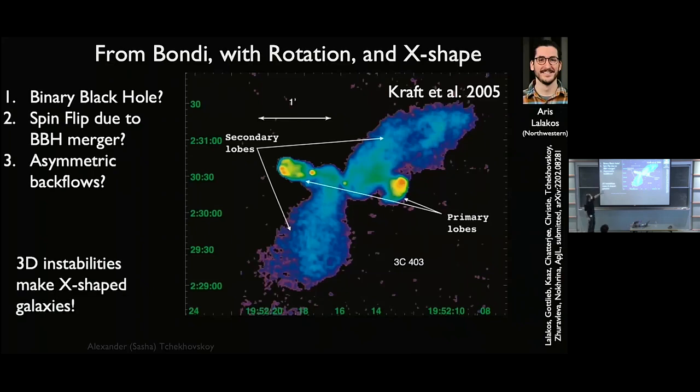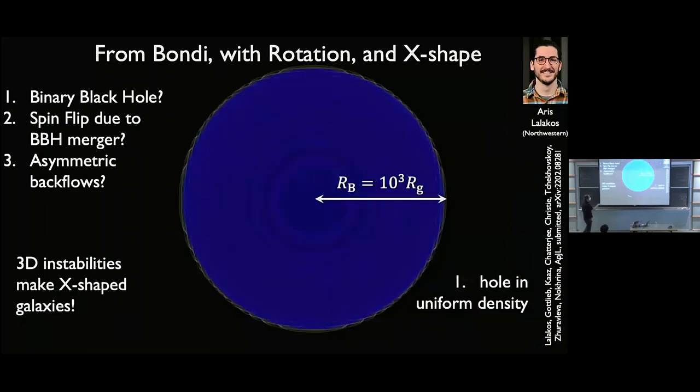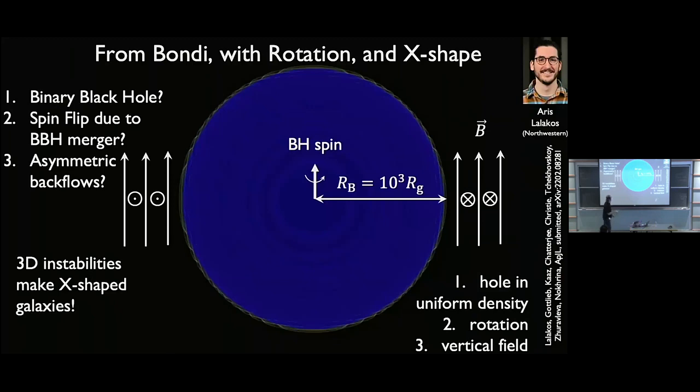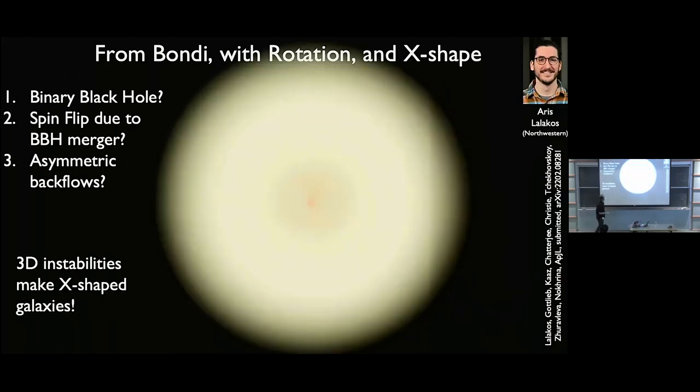What I will say is that you can make all of this with 3D instabilities, starting with purely axisymmetric conditions. So these are axisymmetric conditions. We have a Bondi radius, which we reduced down to 1,000 gravitational radii of the black hole. So uniform density outside, hole inside. We add rotation, comes out, goes away. And we have vertical magnetic field. These are the only three ingredients. Oh, yes, and the black hole spin is vertical here. So let's run the simulation.